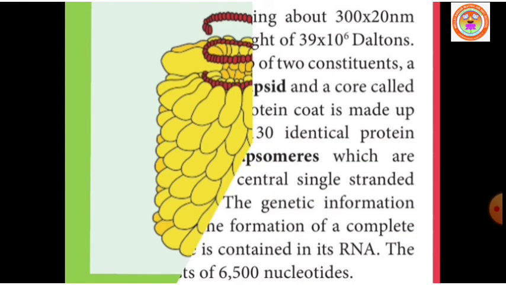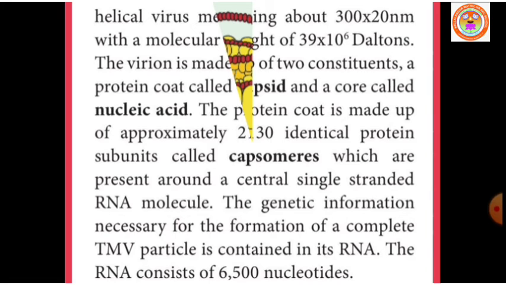The genetic information of the virus is RNA, or the genome of the virus is called RNA. The genetic information for the formation of the complete TMV particle is contained in its RNA. The RNA consists of 6,500 nucleotides. The total number of nucleotides in the RNA of the virus is, I'm sorry, not 600, it is 6,500 nucleotides. So it is a very simple structure you can practice easily.